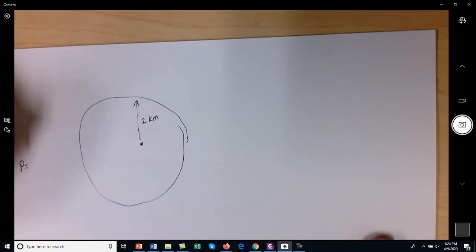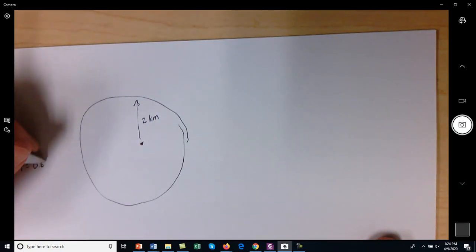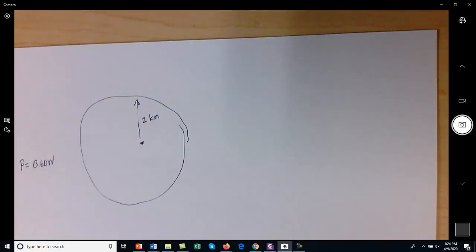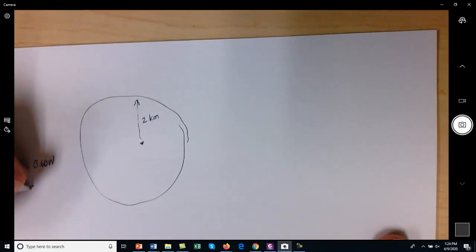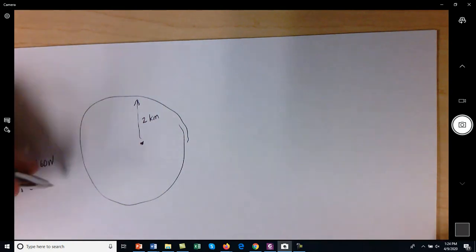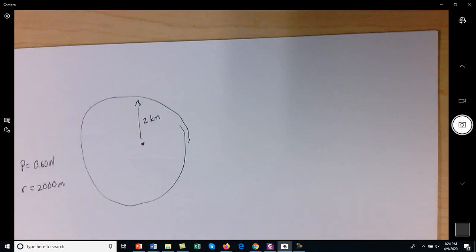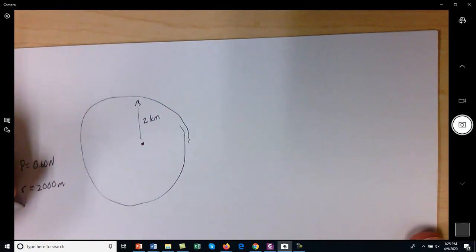P is equal to 0.6 watts. R is equal to 2,000 meters. And so the surface area projected is actually the surface area of this sphere, and the surface area of the sphere is 4 pi r squared.